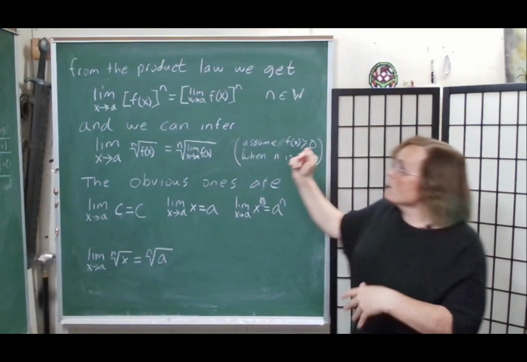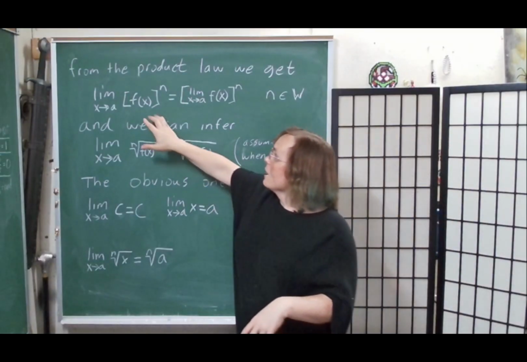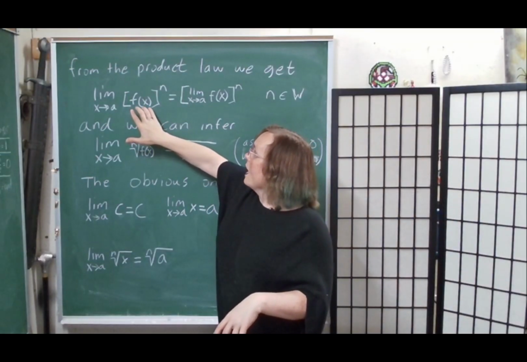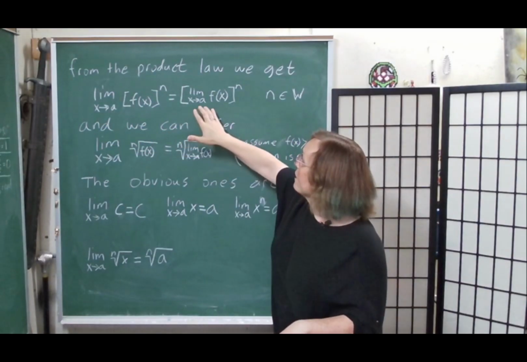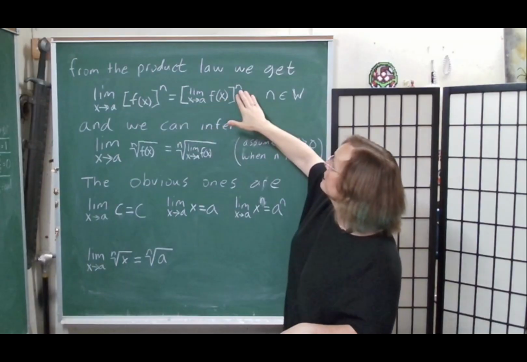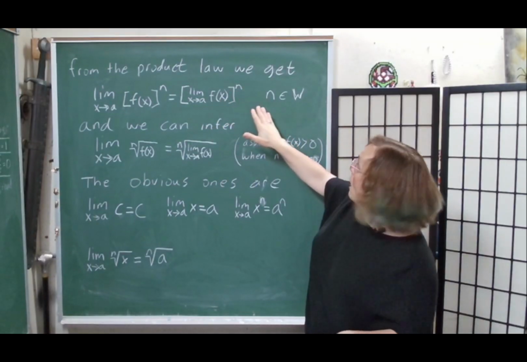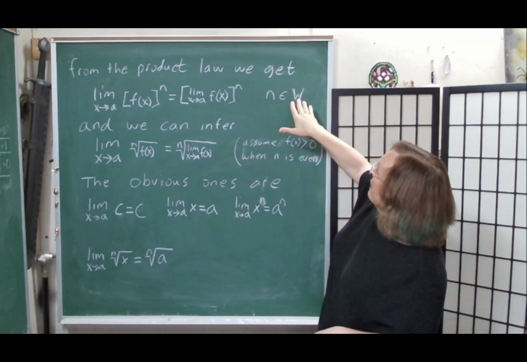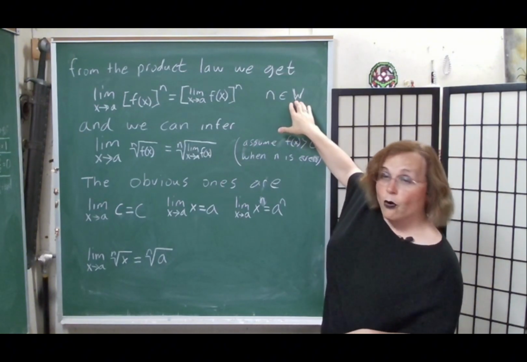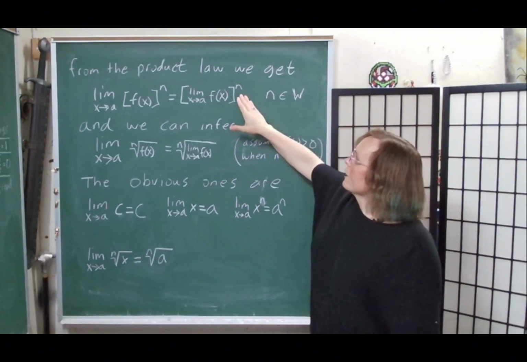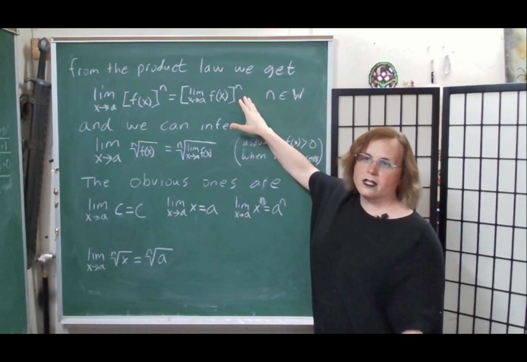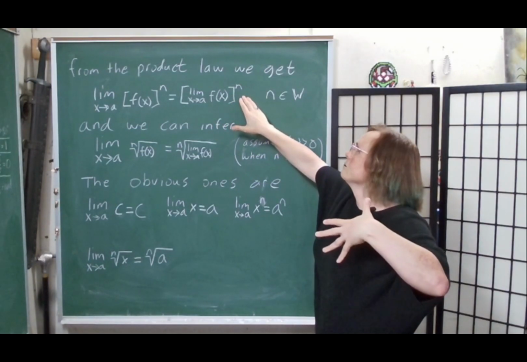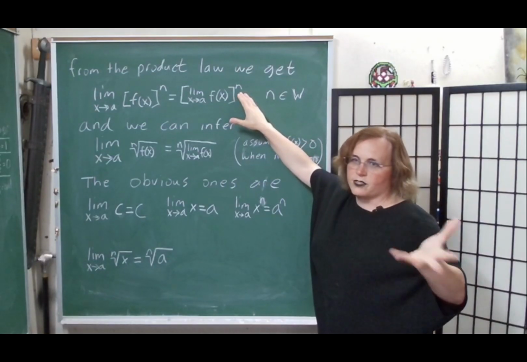So as you can see, what we've done is we've said the function f of x to the n and then taken the limit, whereas here we've taken the limit of f of x and then raised it to the power of n. N is going to be in the set of whole numbers, and that's just ensuring that we're not actually taking a root instead, and that we're not doing something using rationals or roots.